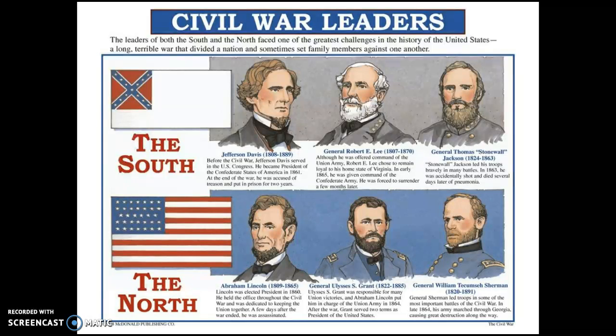And you have the famous Robert E. Lee. He was offered to command the Union Army, but he was from Virginia, and that's where his loyalty lied. And Virginia did secede, so he became the Confederate general. And then General Thomas Stonewall Jackson, he led his troops bravely in many battles. In 1863, he was accidentally shot and died several days later of pneumonia.